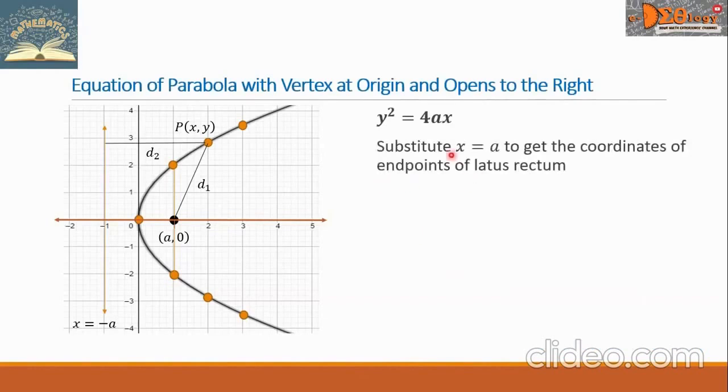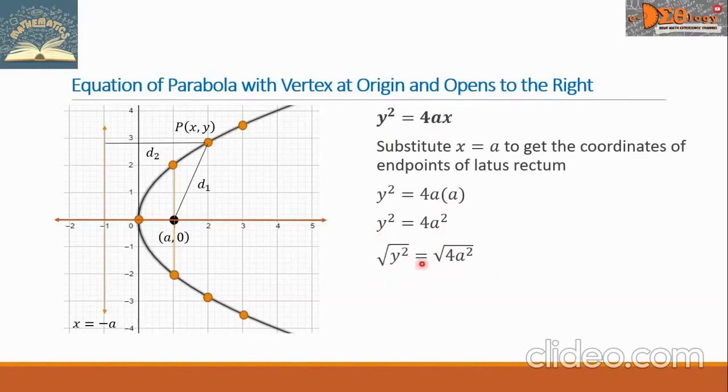Let us substitute x equals a to get the coordinates of the endpoints of the latus rectum. So y squared equals 4ax now becomes y squared equals 4a times a. The x here now becomes a. This a and a becomes a squared. Let us find the y. Let us take the square root of both sides. So the square root of y squared equals the square root of 4a squared.